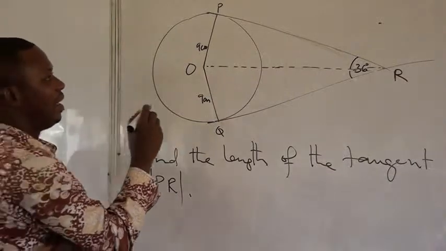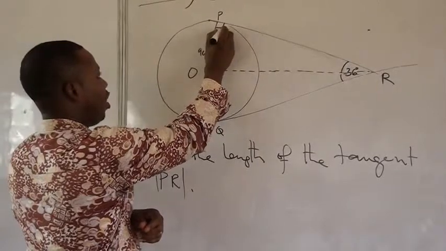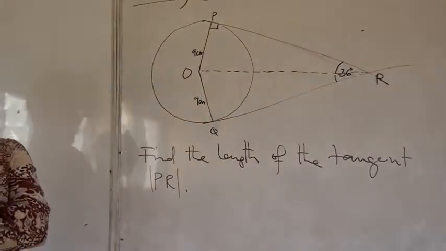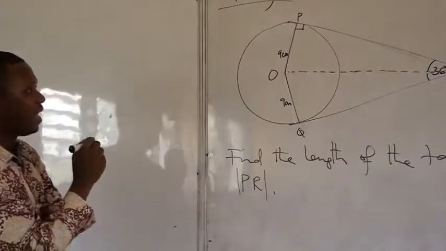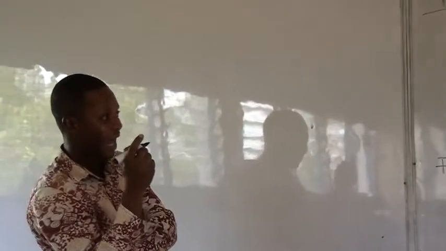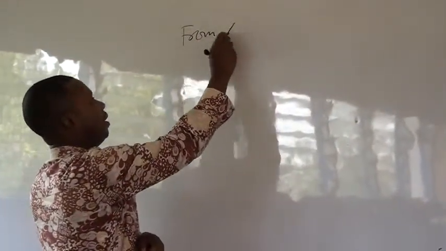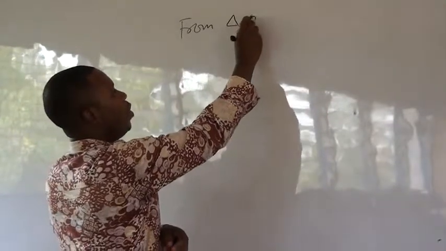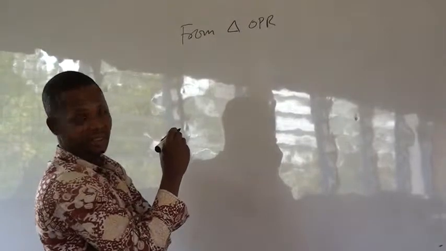And that indicates that the radius is normal to the tangent at the point of tangency. Then you can say that you are asked to find PQ, isn't it? No, PR. So we can say from triangle OPR, what do we get?